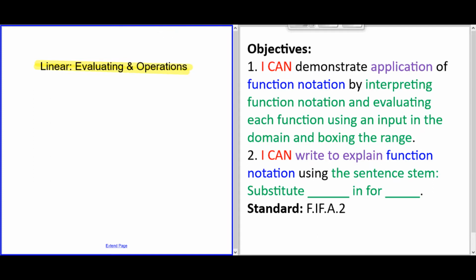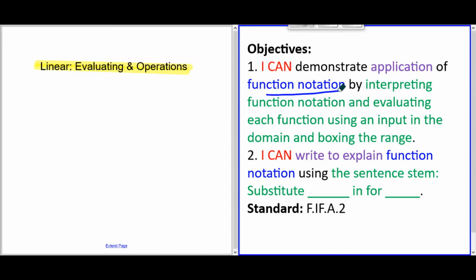Today's objectives are to apply function notation, interpret function notation, evaluate functions for an input, and identify domain and range. Your language objective is to be able to explain function notation using the stem: substitute blank in for blank.